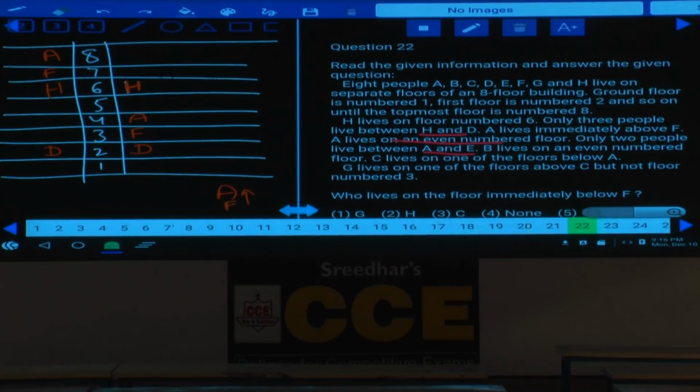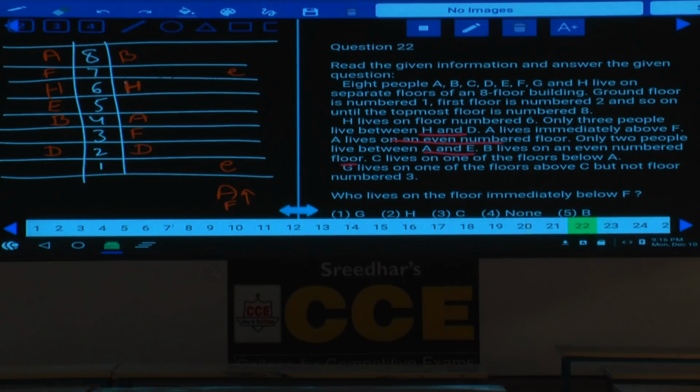Done? And A lives on an even number floor, only 2 people live between A and E. As only 2 people live between A and E, now in the first case E can be either here or here. There are 2 possibilities. Now in the second case, only 2 people between A and E, E must be on the 5th floor. And B lives on an even number floor. As B lives on an even number floor, now in the first case B must be on the 8th floor. And in the second case B must be on the 4th floor.